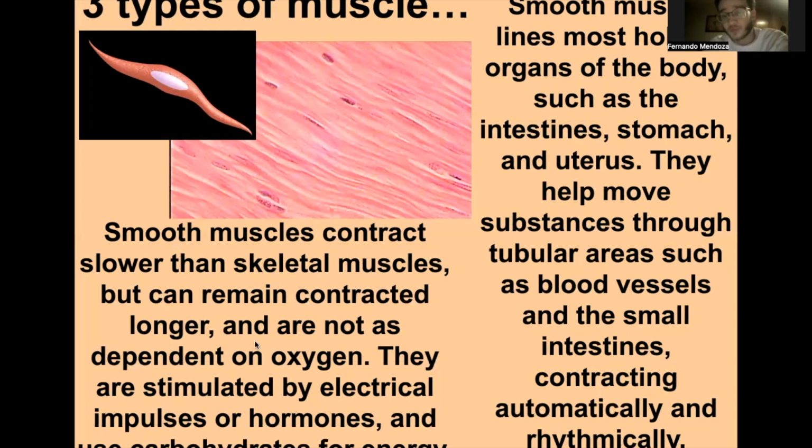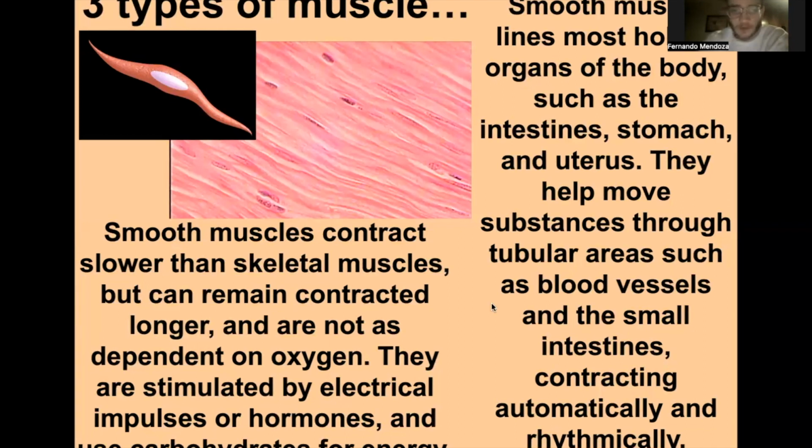So this type of muscle also works with electrical impulses, but they are autonomous. We don't think to make the digestion. It is done by itself. So we don't need to think about it to do it. That's one of the other differences with the previous type of muscle.